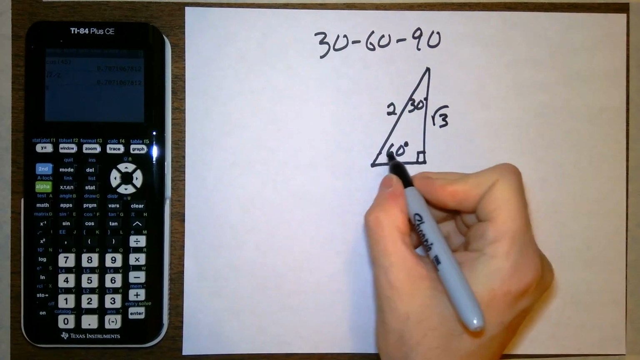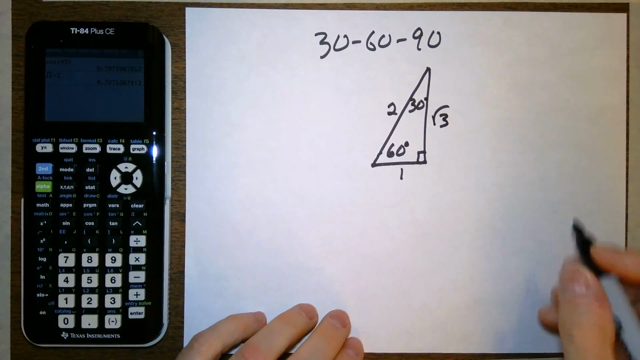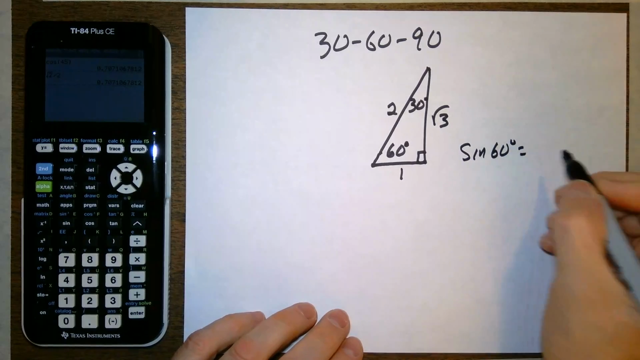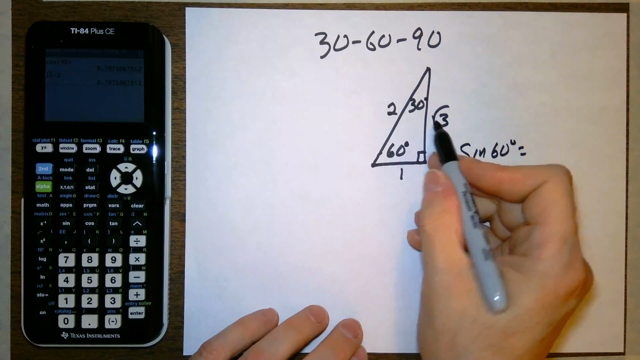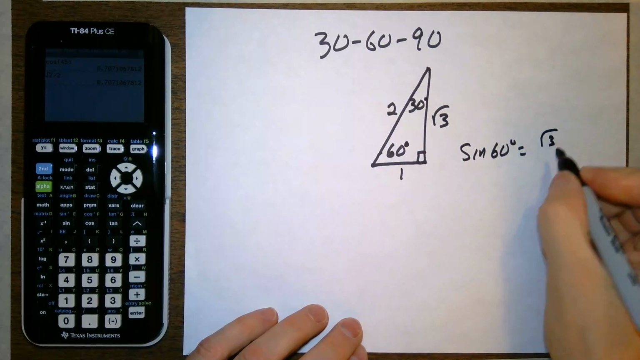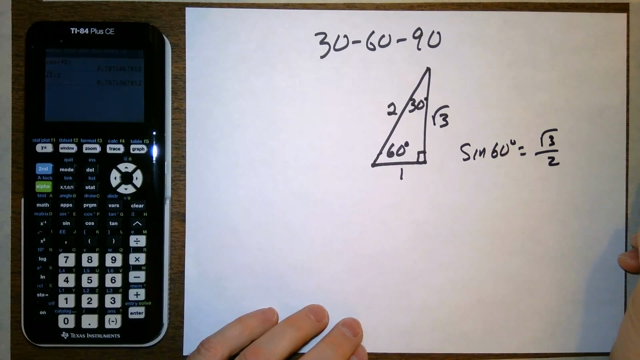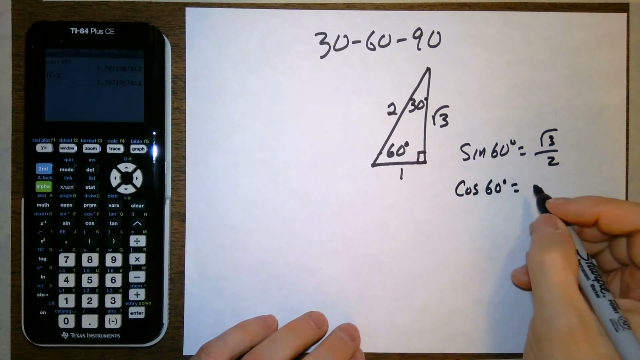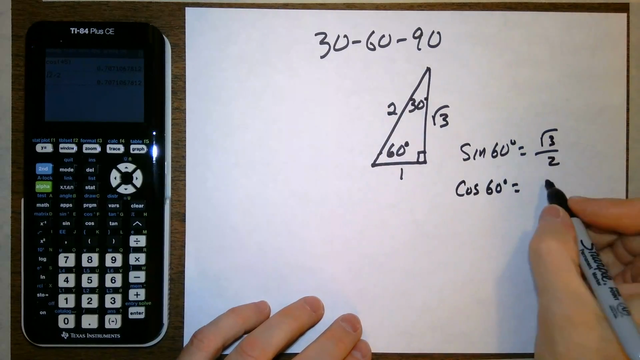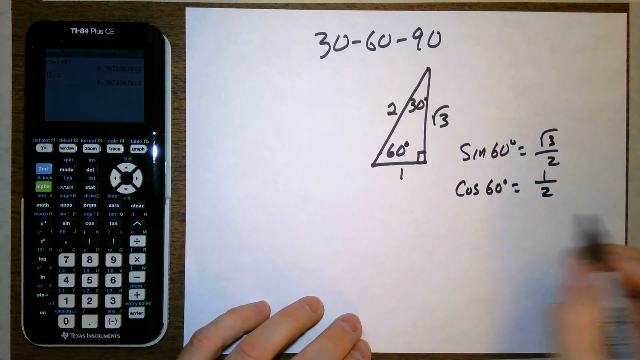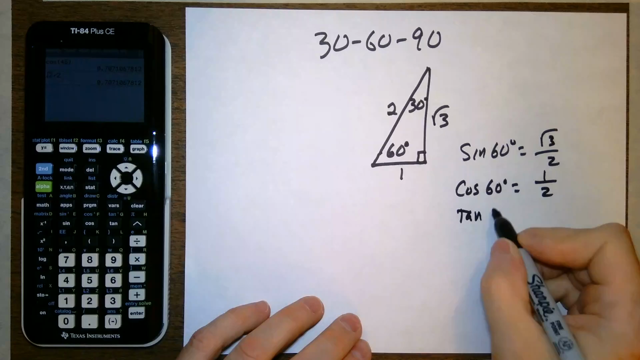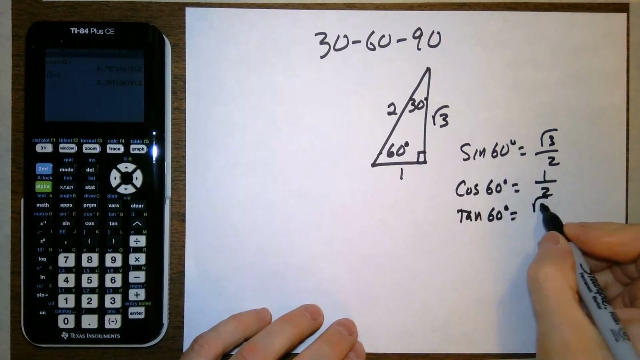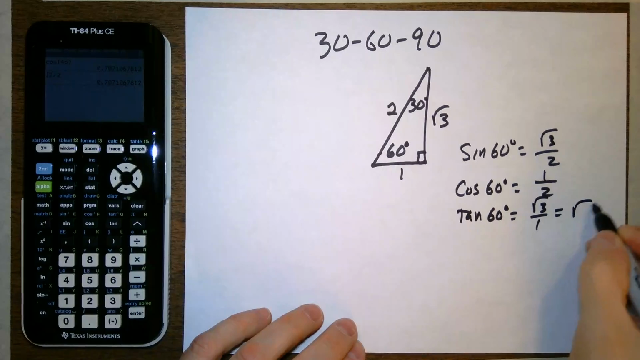So let's do 60 degrees first. If I want to do the sine of 60 degrees, sine is opposite over hypotenuse. It's going to be root 3 over 2. The cosine of 60 degrees is going to be adjacent over hypotenuse, 1/2. The tangent of 60 degrees is going to be opposite over adjacent, root 3 over 1, which is just root 3.